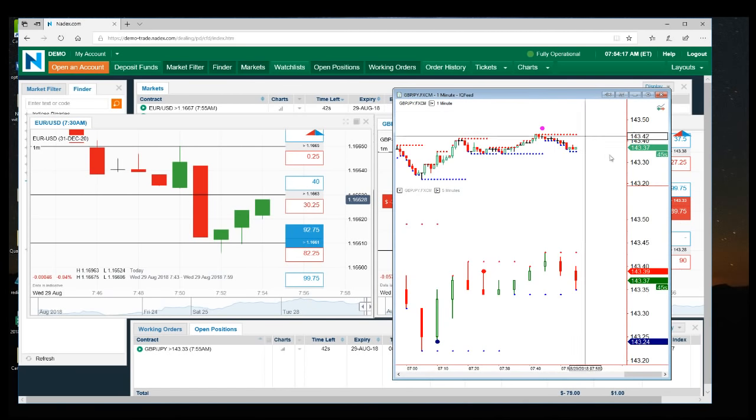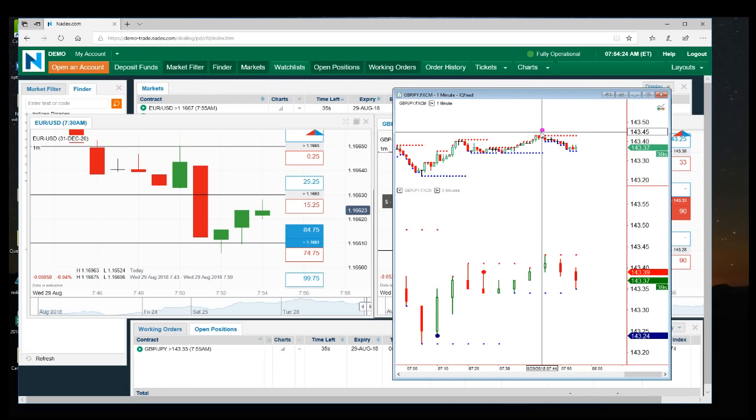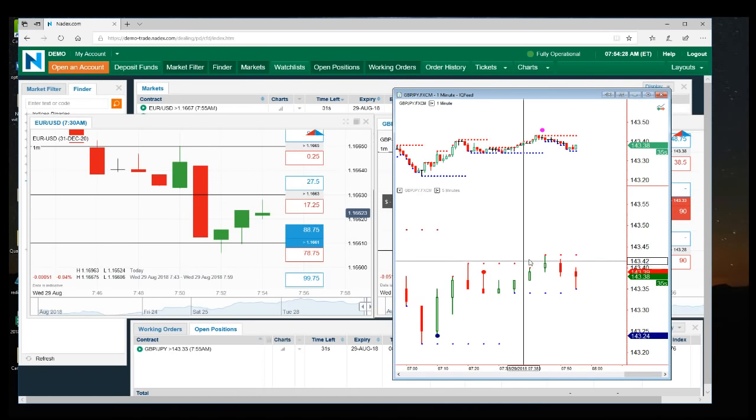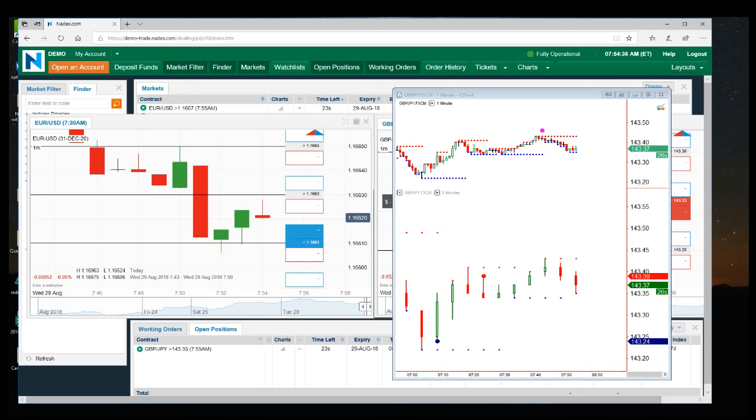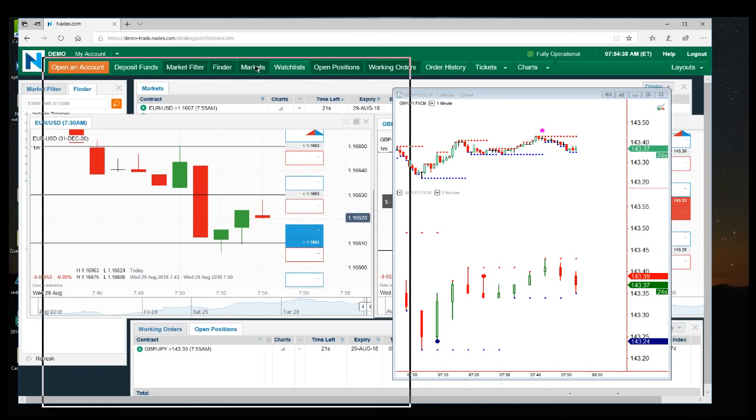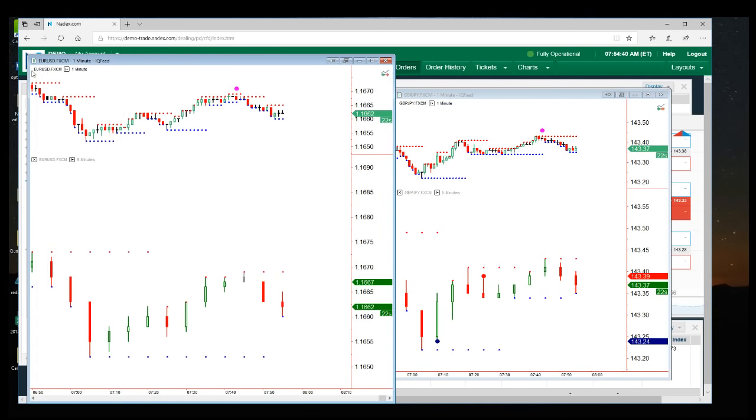So, for example, this is the British pound yen chart. This tells me there was divergence, as an indicator I have for multi-charts. These red dots highlight the pivot highs. The blue dots highlight the pivot lows. You can see the same thing over here on the euro dollar. It's just highlighting, okay, here was divergence, here was a pivot high.